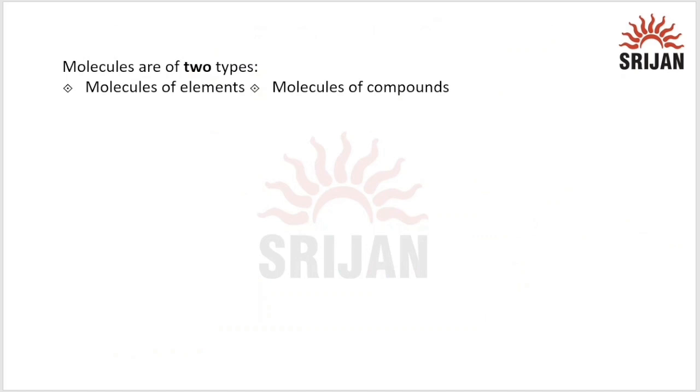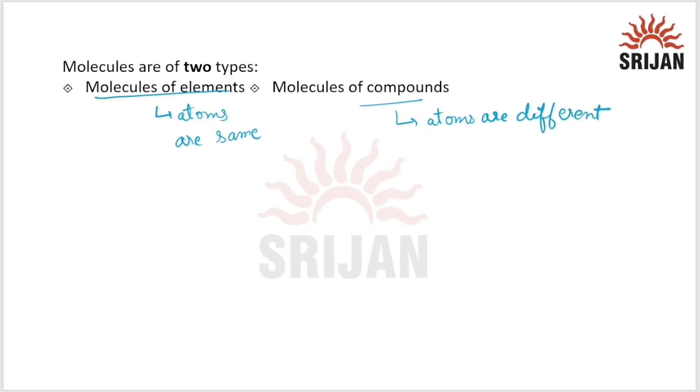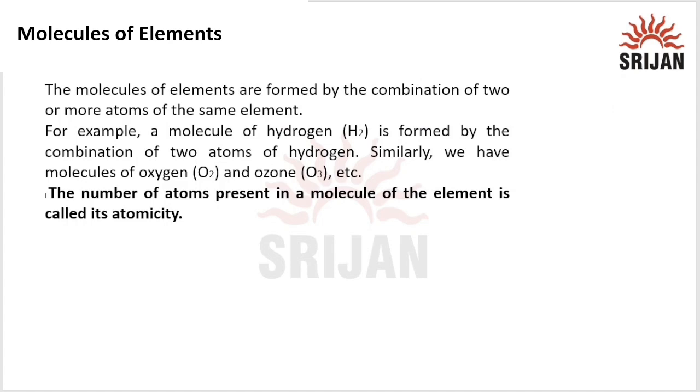Molecules are of two types: molecules of elements, when the atoms are the same, and molecules of compounds, when the atoms are different. Now we come to the molecules of elements. Element molecules are made up of two or more atoms of the same element, or you can say the same kind of atom.